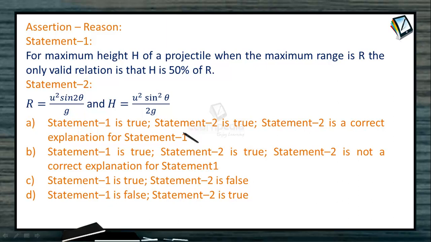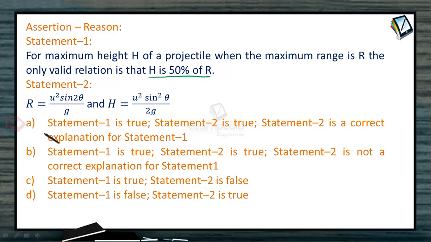Assertion and reason. Statement 1. For maximum height of a projectile, when the maximum range is R, the only valid relation is that H is 50% of R. Statement 2. Since R is u square sine 2 theta by g and H is u square sine square theta by 2g.